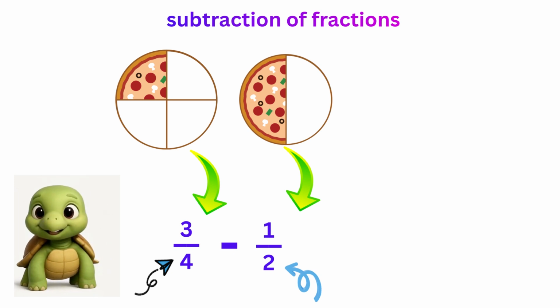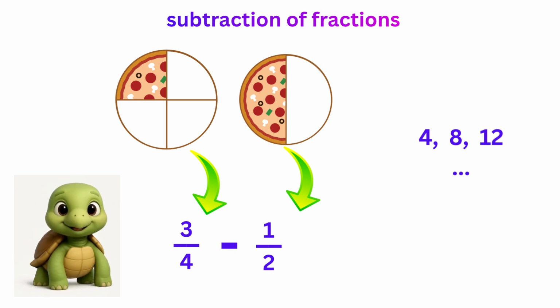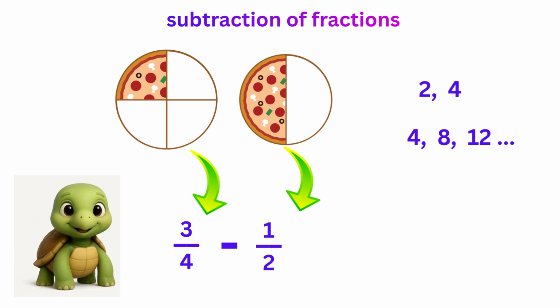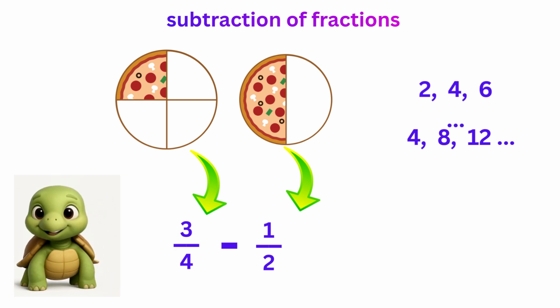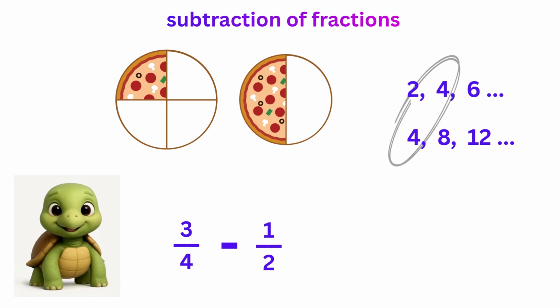Find a common denominator. Let's find a common multiple of 4 and 2. Multiples of 4: 4, 8, 12. Multiples of 2: 2, 4, 6. The lowest common multiple is 4.